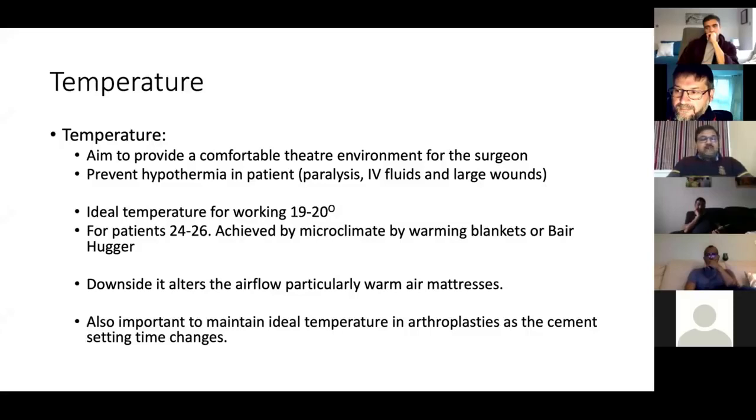It is important to maintain ideal temperature in arthroplasties, as not only the setting time of the cement, but also the mechanical properties of cement are dependent on the ambient temperature when the cement is stored, prepared, and applied. So if the theater temperature is too high, it impedes the mechanical properties of the cement.